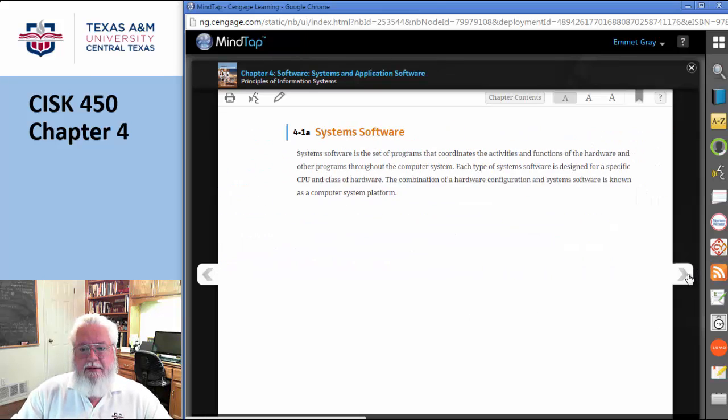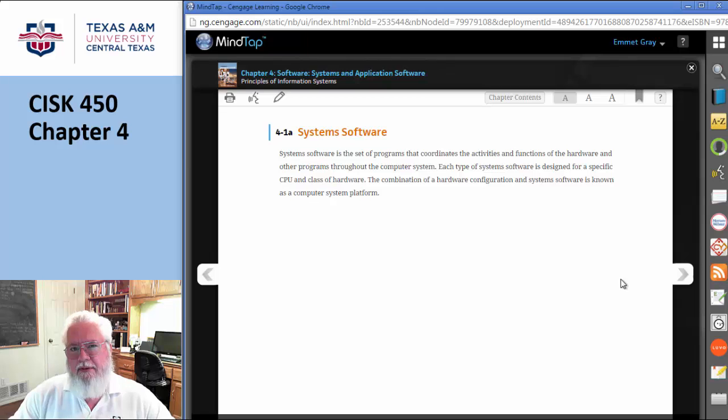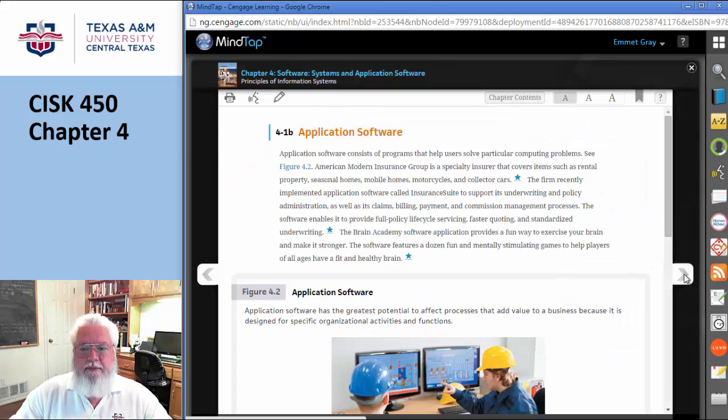Okay, the next thing to talk about is two different categories of software. The system software, the stuff that's behind the scenes that you rarely ever see, and then the application software is the stuff that you do see. So let's continue. They start talking about application software. I think everyone kind of knows what application software is. This is the stuff that's specifically designed for you.